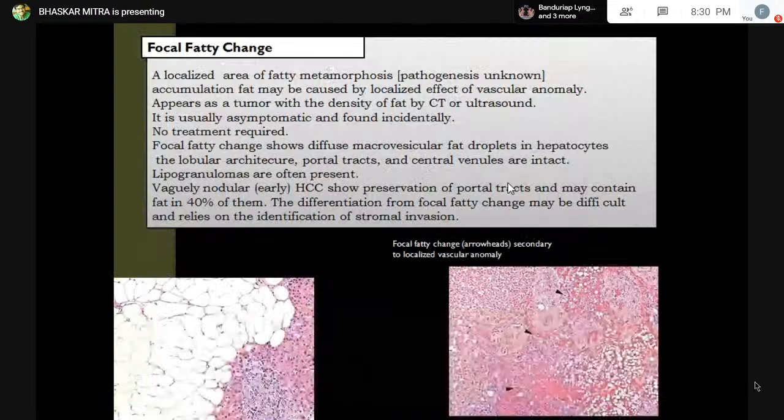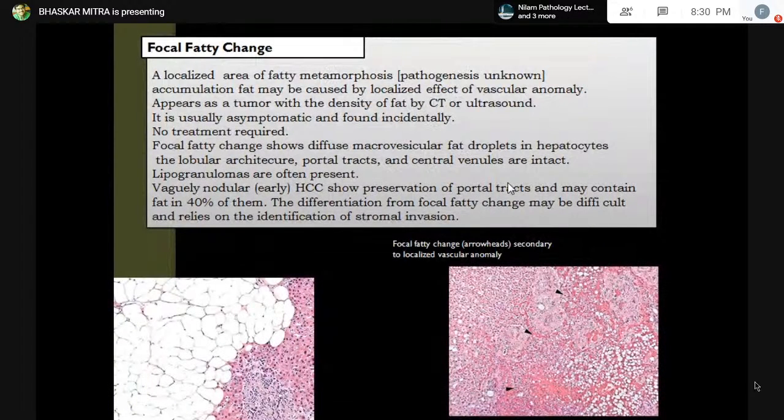Now sometimes the liver may show focal fatty changes. This is a metabolic change due to unknown etiology, and in CT or ultrasound they are marked as a lesion. Here there may be a collection of hepatocytes with focal fatty changes due to some vascular anomalies. They may be shown in the ultrasound or CT scan, leading to the impression of vascular masses, but they are focal metabolic changes, not tumorous.